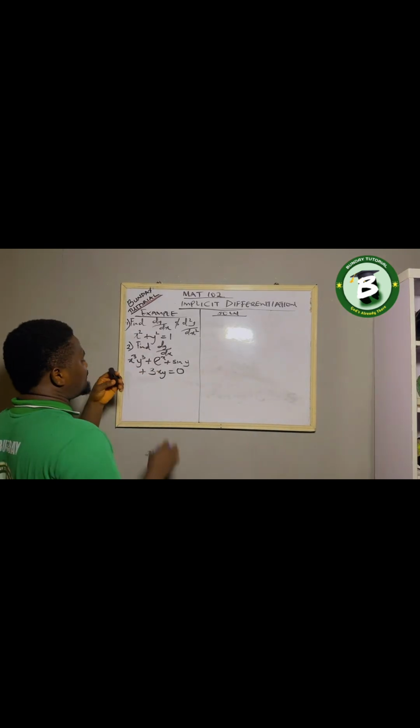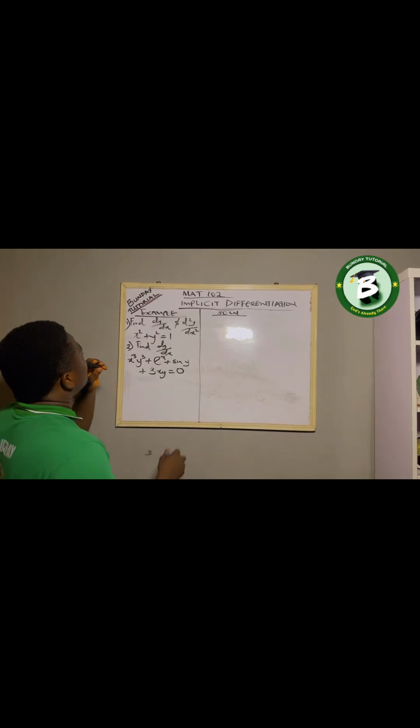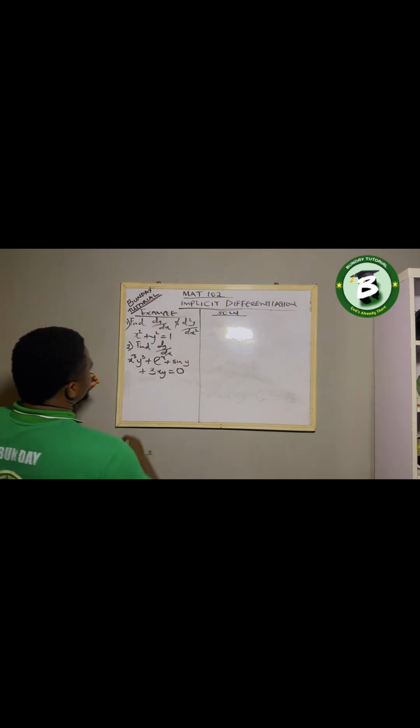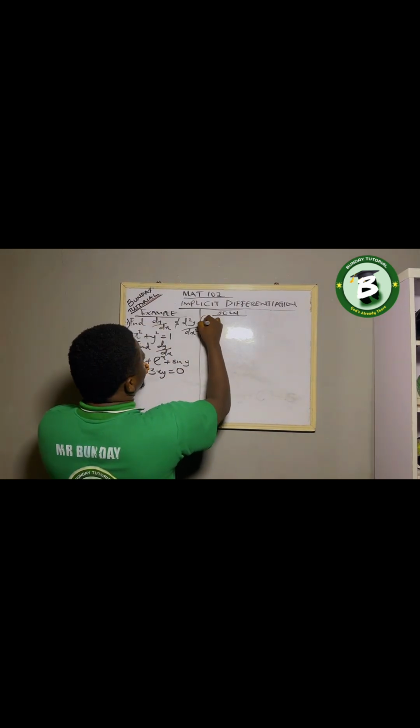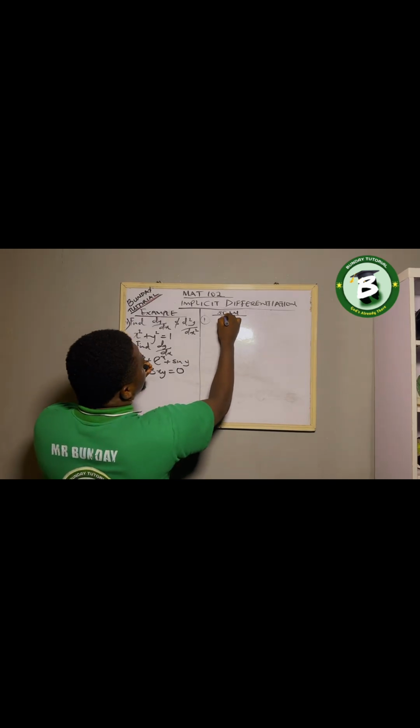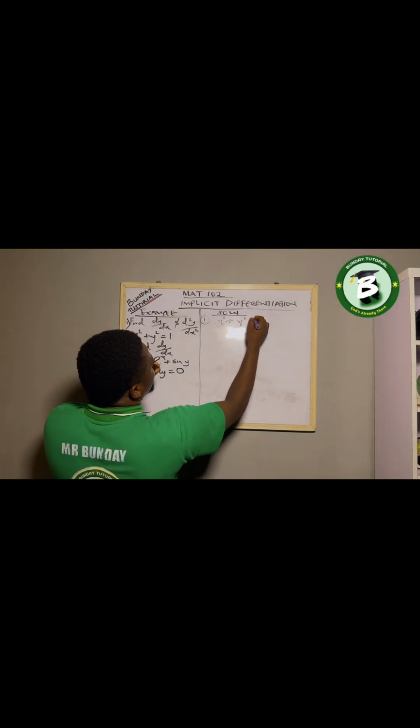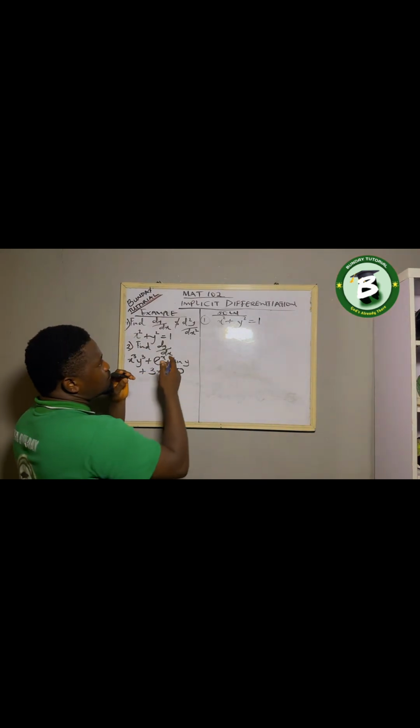And if you want to differentiate, let us move to the next portion. So we have this question. You have to find dy/dx and d squared y/dx squared of these two. Now, question one, quickly. Question one is saying x squared plus y squared equals 1, and we know that this is implicit.